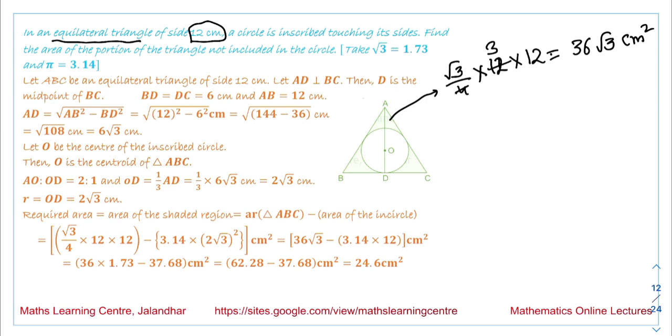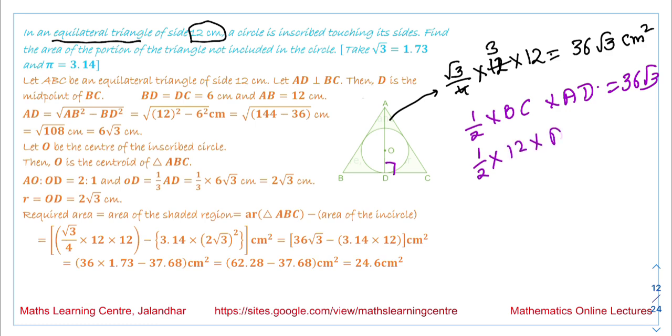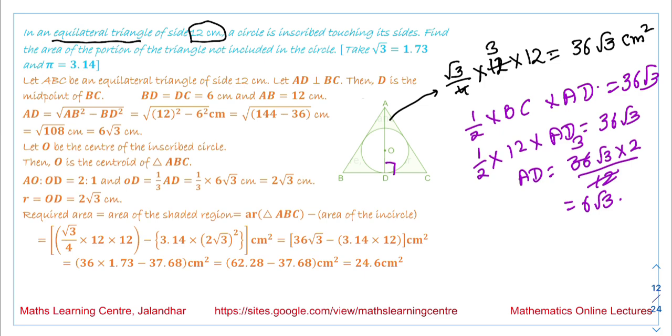Now the same area we can calculate with the formula 1 by 2 times BC into AD, because AD will be the perpendicular over here and this value is equal to 36 root 3. So it is 1 by 2 into the length BC is 12, AD we want to calculate, it is 36 root 3. So the value of AD is 36 root 3 into 2 by 12. So the answer we get is 6 root 3 centimeter. This is the length AD.